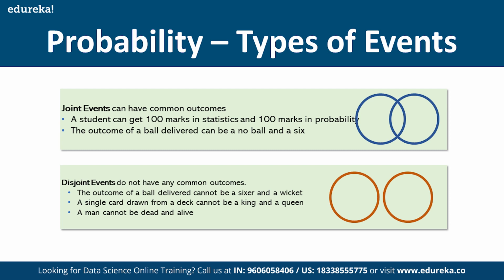Disjoint events are those which do not have common outcomes. For example, the outcome of a ball delivered cannot be a sixer and a wicket. So we cannot have a 6 and a wicket at the same point of time. A single card drawn from a deck cannot be a king and a queen. At the same point of time, king and queen cannot be there. It has to be a king or a queen. So these are called disjoint events. A man cannot be dead and alive at the same point of time. Either a man is dead or the man is alive. That is a disjoint event, where there is no relation of one event with another event.